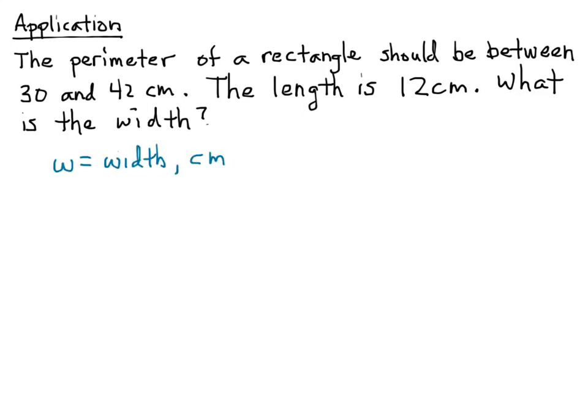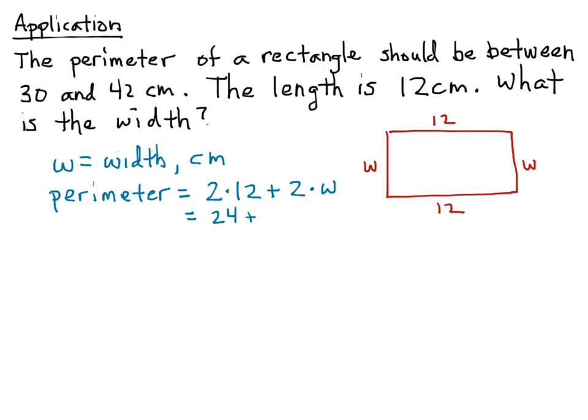Okay, so W is the width in centimeters. The perimeter is 2 times 12 plus 2W. So you see this is the first and second steps in problem solving. I make a diagram, I define my variables, and I set up my model, how you calculate a perimeter. And so now I can set up my inequalities by saying that I want the perimeter to be greater than 30 and less than 42. And so then from here I can solve.